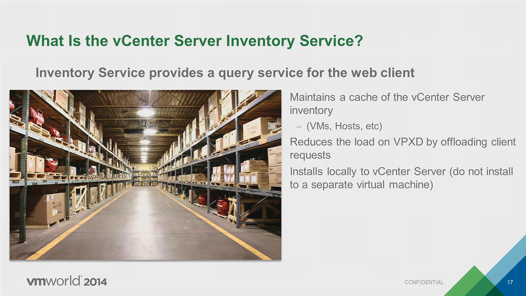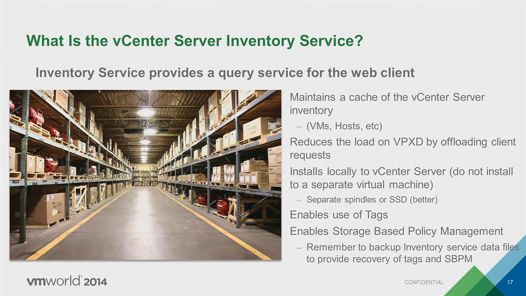Then we get on to the inventory service. The inventory service in 5.0 was just an executable. In 5.1, we put it into a service, and we've updated it. The idea of the inventory service is to purely act as a cache for your read-only requests from the client. The web client talks directly to the inventory service and gets its inventory. vCenter, as it makes changes, pushes those changes out to the inventory service so that the web client can see that. It's only for the read-only. The web client will talk directly to vCenter when it's making a commit or a write.